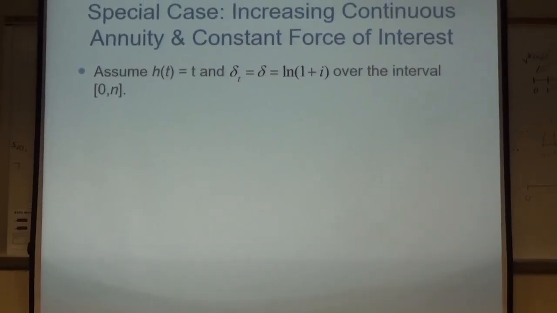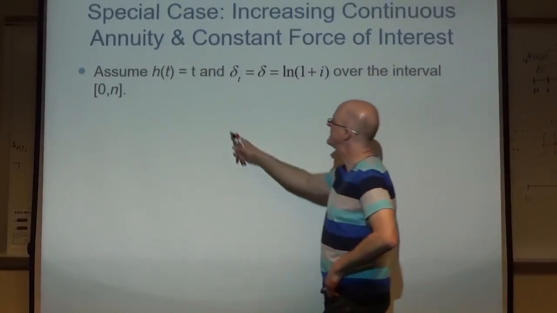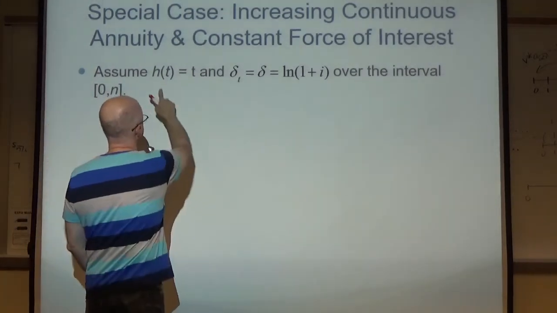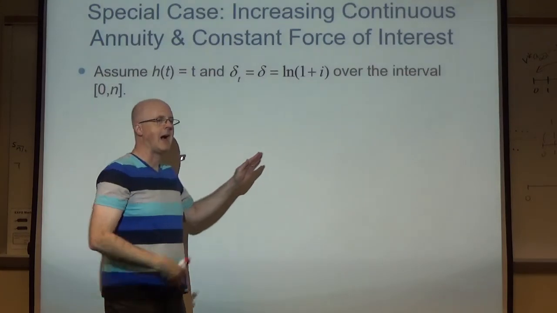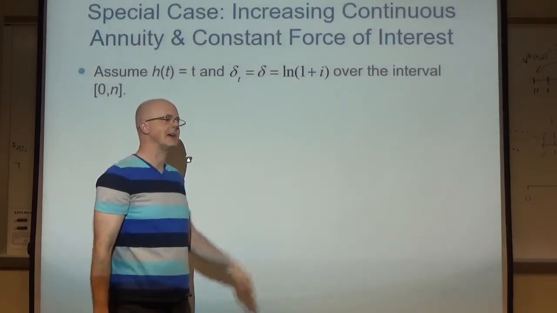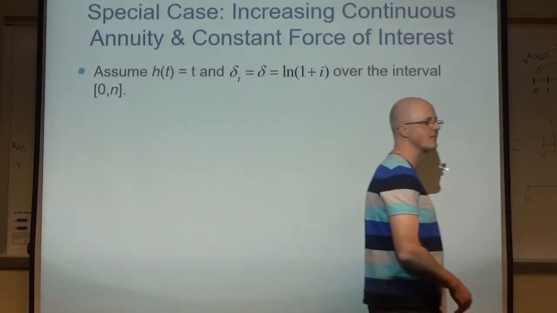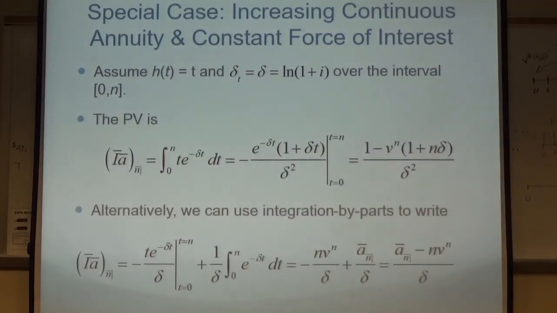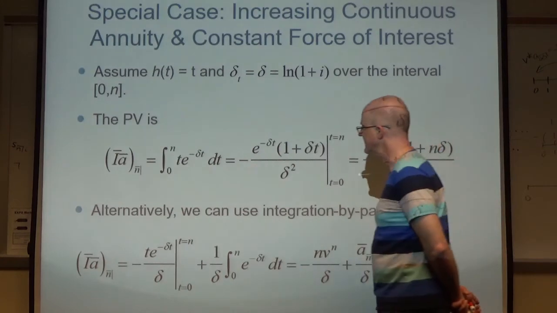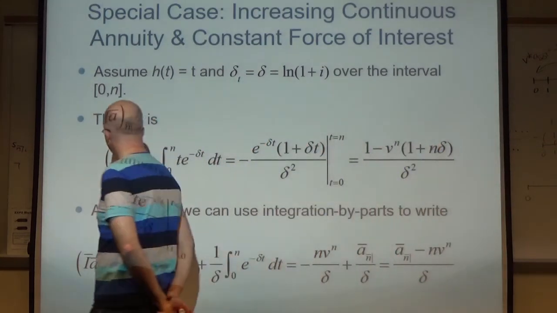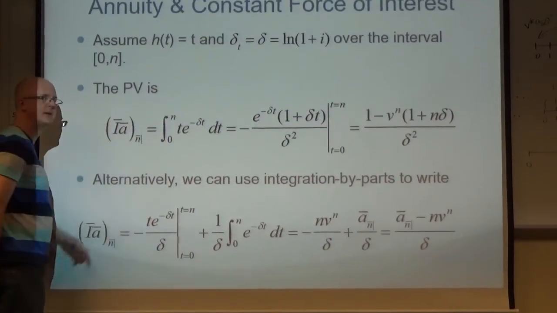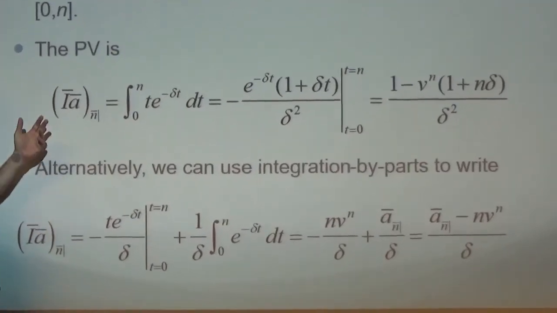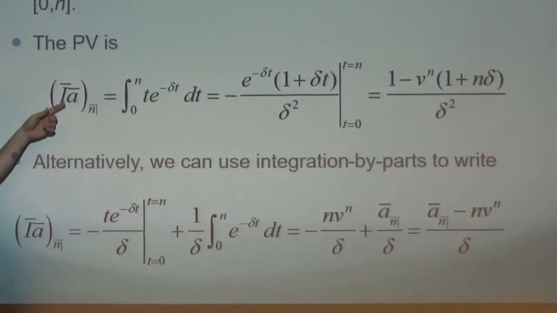How about if the function is linearly increasing, in fact having a graph that goes to the origin? What if this is our h of t? So now we keep getting money at faster and faster rates over time. You can look at these answers. You can also look at the symbols. It's an increasing continuous annuity, therefore we have an I bar. It's a present value, therefore you have an A in there.